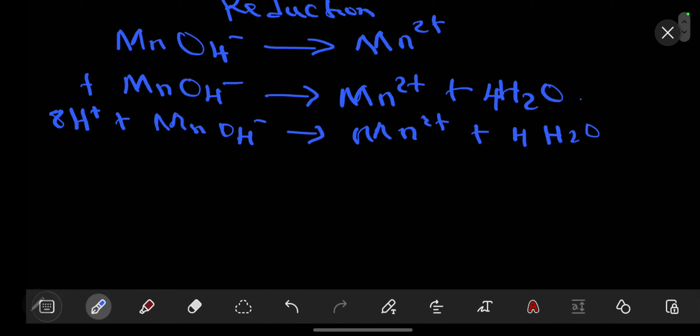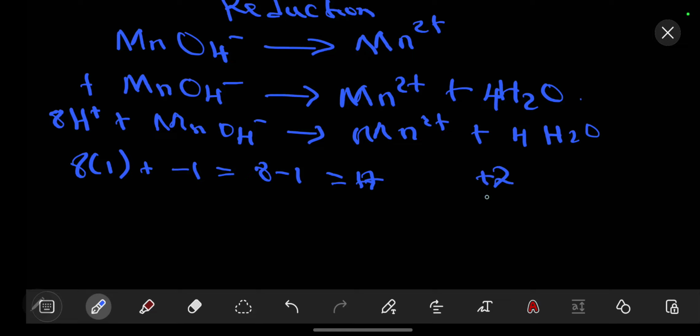Now I have balanced the number of hydrogens and oxygens, and the manganese is balanced, but the thing that is not balanced is the charge. If I add the charges, hydrogen has a charge of 1, but there are 8 of them, so 8 by 1, then plus the overall charge of minus 1 here. When I add it, I get 8 minus 1, which gives a charge of plus 7. On the right side, there is only one charged species, which is manganese, 2 positive.